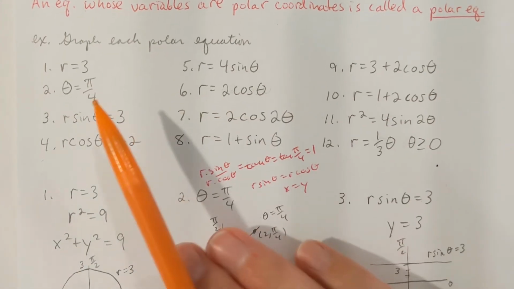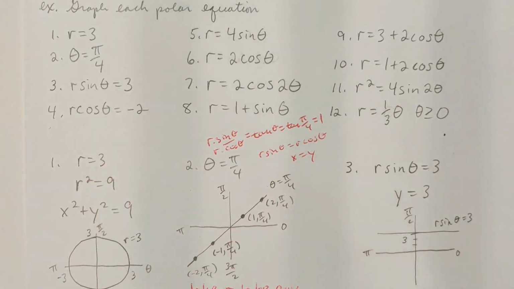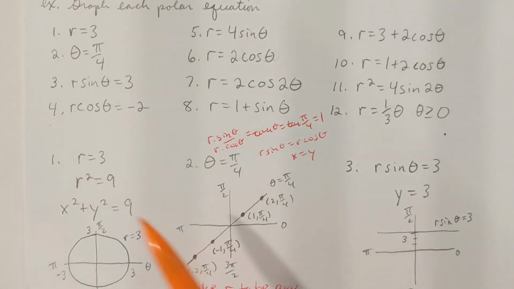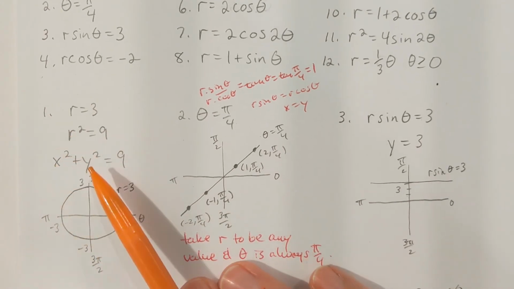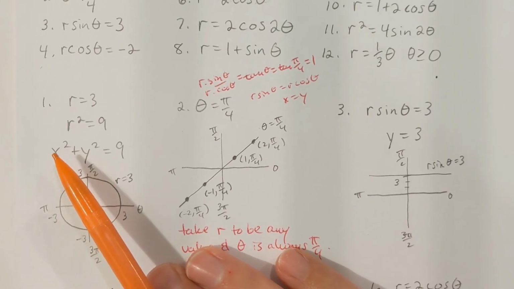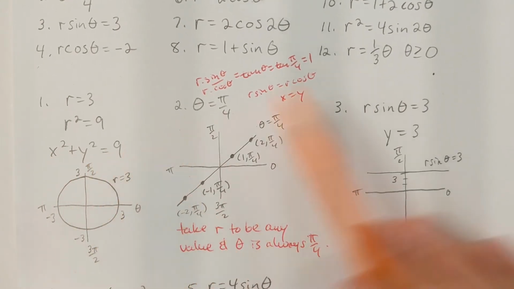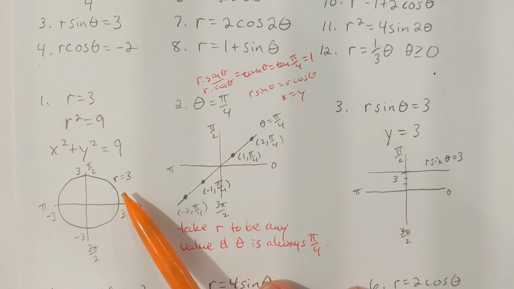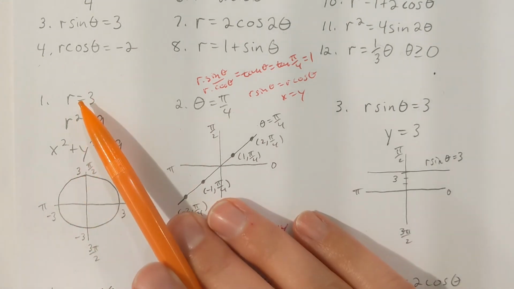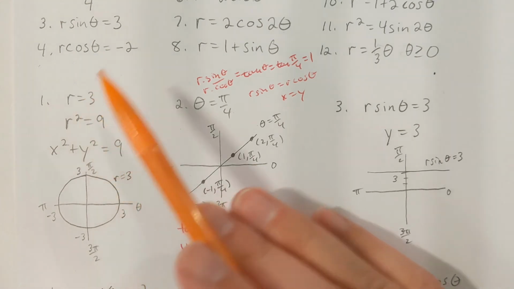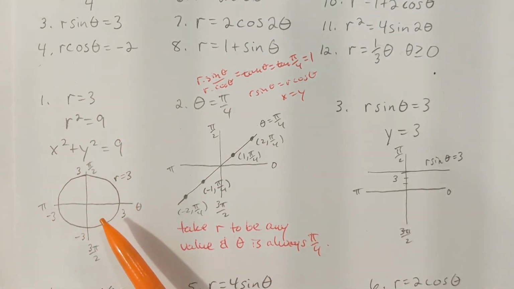Suppose that I want to graph the polar equation r equals 3. Well, if I square both sides, r squared would be 9, and r squared is the same as x squared plus y squared. That's one of my conversion formulas. And so now I'm looking at the equation x squared plus y squared equals 9. Well, that's going to be a circle of radius 3, right? A circle centered at the origin. By the way, r is the radius of the circle, is another way to look at it. So it's essentially just drawing a circle of radius 3.